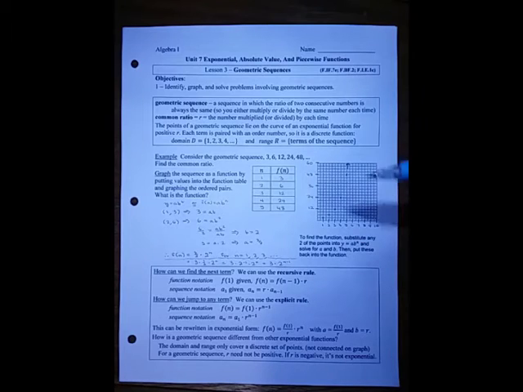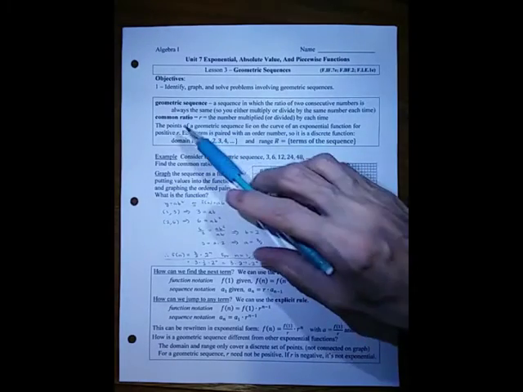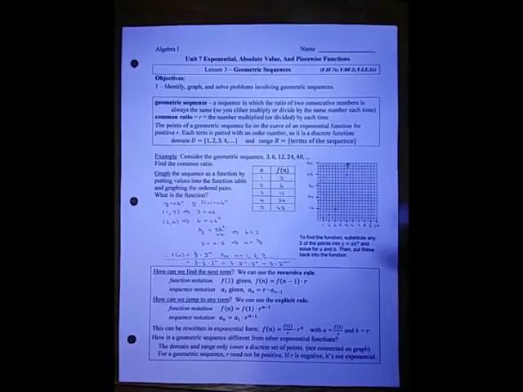We always multiply or divide by the same number each time. So the ratio of two consecutive numbers is always the same. The second number over the first number will always give me the same thing as the third over the second, the fourth over the third, and so on. The common ratio r is the number multiplied or divided by each time.